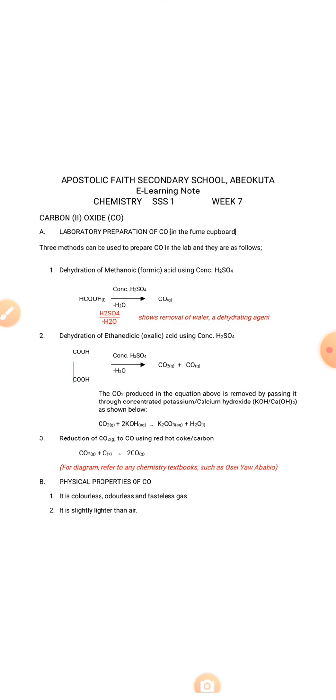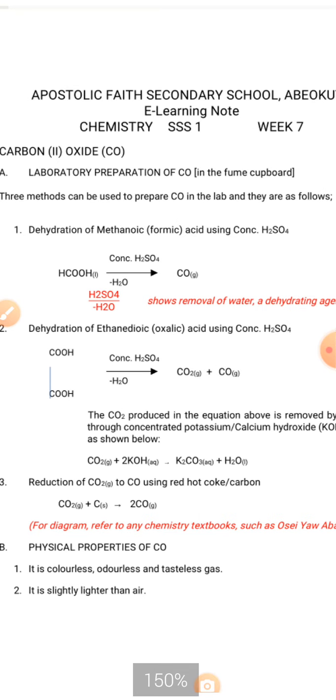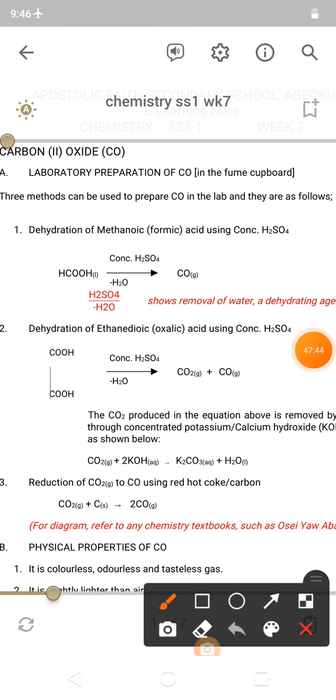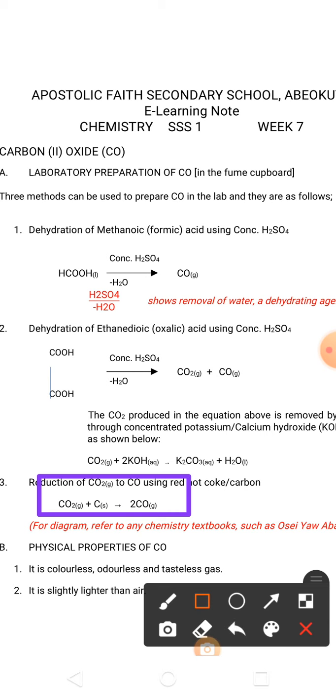Then number three method is reduction of CO2 to CO using hot coke. You should remember this particular equation in our previous lesson, where I talked about the chemical properties of coke. So coke is a reducing agent. So it will reduce CO2 to CO. So that is the CO, carbon 2 oxide that you need. So that's how we make carbon 2 oxide, either in the laboratory or in industry.